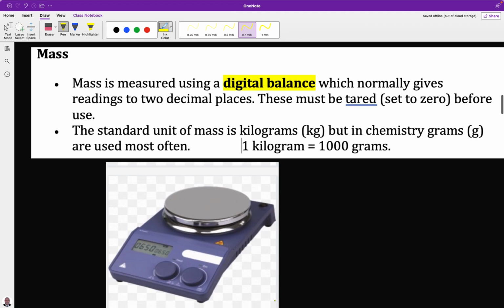This is the digital balance that is used for the measurement of mass, and it's about two decimal places. Even though the standard unit of mass is kilograms, in our chemistry laboratory, what is usually used is grams. Remember, in the conversion, 1 kilogram is equal to 1,000 grams.